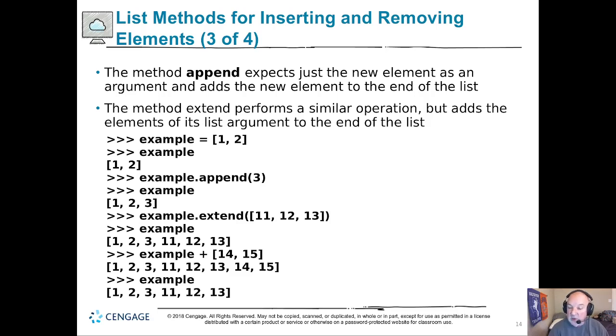Extend is when you want to combine lists. You use extend if you want to add another list to an existing list. It's going to add it to the end. You can also use concatenation. Because remember, these are just like strings to a certain extent. We got this list called example that has 1, 2, 3, 11, 12, 13, plus 14 and 15.